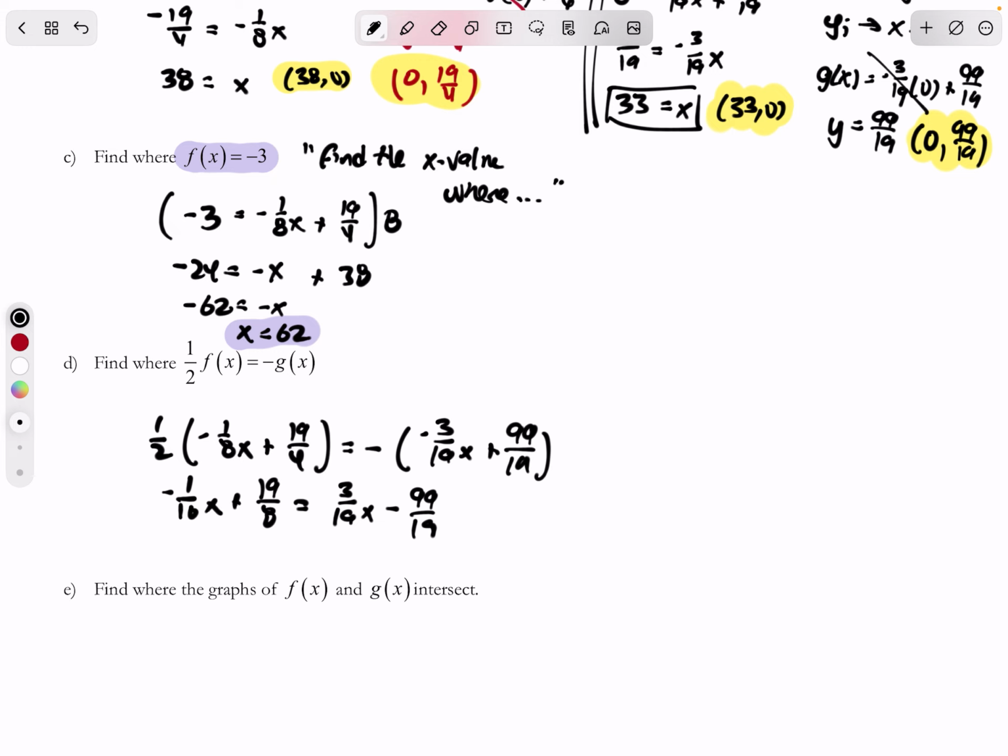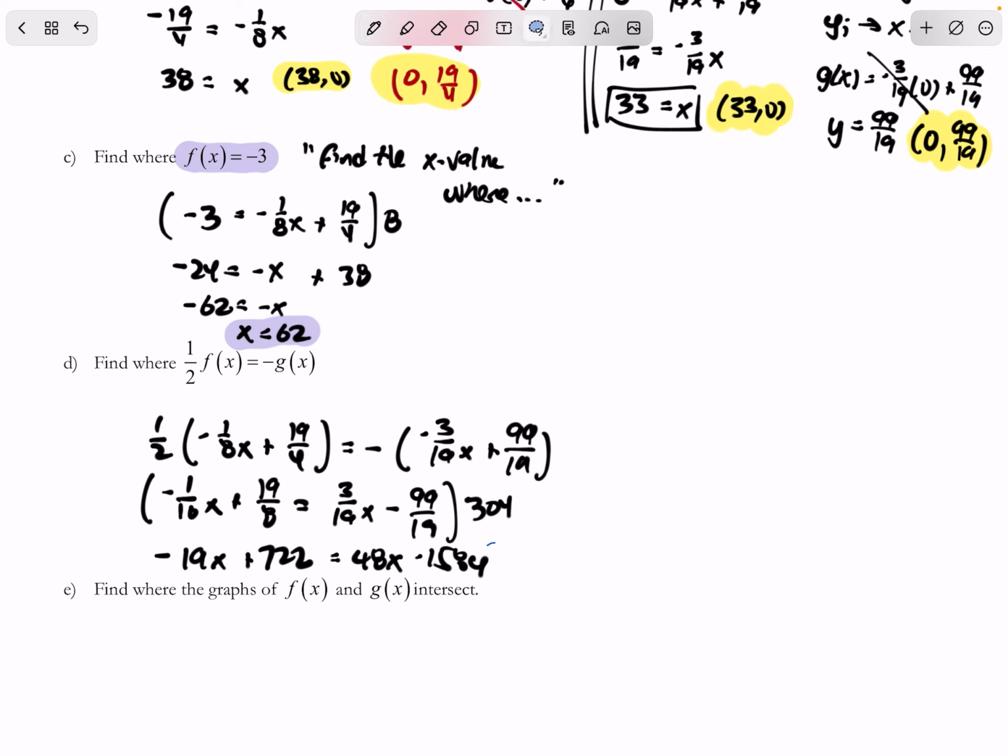1/16 x plus 19. Yeah, so we end up having to multiply this equation by 19 times 16, which is 304. All right, and when you do that, you get, it's a ridiculous problem, by the way. I admit that. Negative 19x plus 722 equals 48x minus 1584.